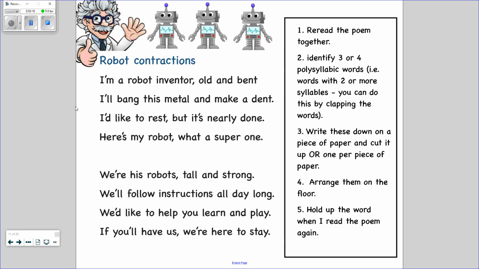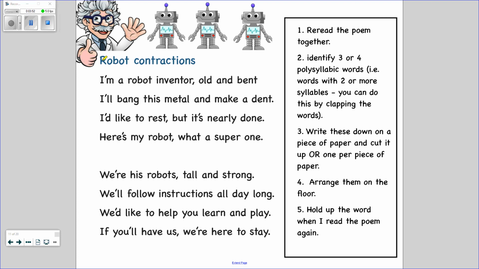So now's the task. Like yesterday, I want you to rewrite the poem together. Today, I just want 3 or 4 polysyllabic words. So that's words with 2 or more syllables. And then write these down on a piece of paper and cut it up. Or write one on each piece of paper and arrange them on the floor. When I read the poem again, hold up the word when you hear it. Okay, pause the video now. And when you're ready, start it again, and I'll read through highlighting those polysyllabic words.